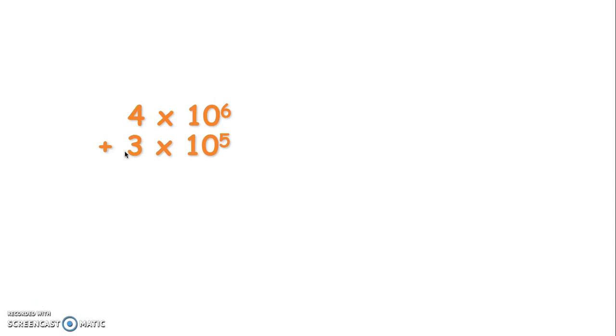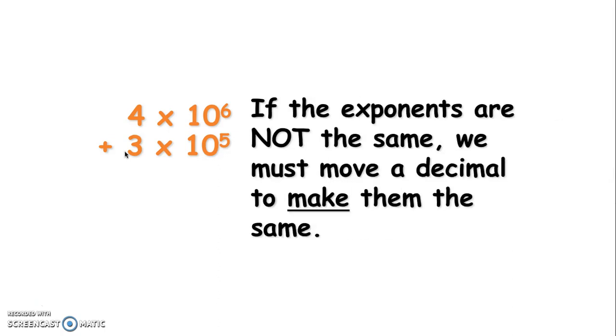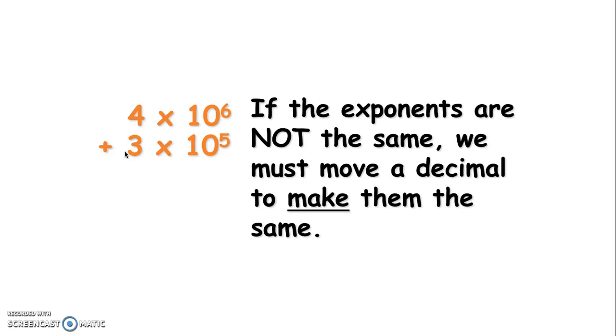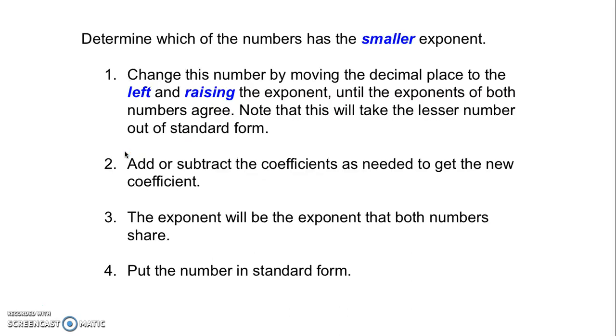Okay, but what happens if they're different? So now we have 4 times 10 to the 6th power plus 3 times 10 to the 5th. So the exponents are different on this one. If the exponents are not the same, we must move the decimal to make them the same. So we need to determine which of those numbers has the smaller exponent. In this example, 3 times 10 to the 5th power has the smaller exponent. We change this number by moving the decimal place to the left and raising the exponent until the exponents of both numbers are the same.